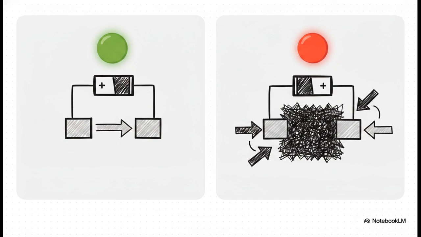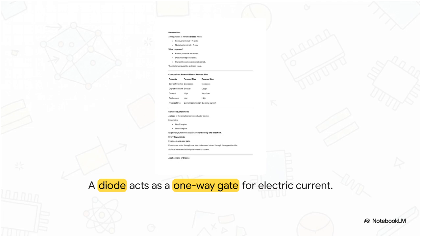But if we flip the battery around for a reverse bias, the voltage pulls the particles away from the junction. The depletion region gets huge, the barrier rises, and the current is completely blocked. No way through. What we've just built here is a diode.